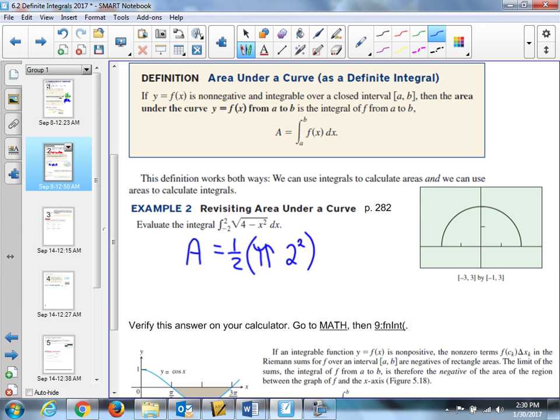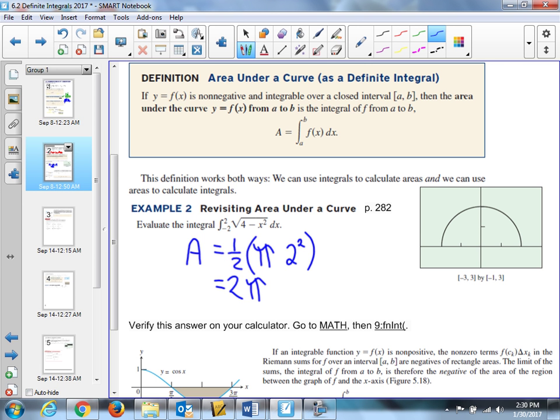You might just know it, but maybe you don't. What does this simplify to in terms of pi? 2 pi here, yeah. 1/2 times pi times 2 squared, 4, 2 pi. 6.28 if you wanted a decimal, but we'll keep it to 2 pi.